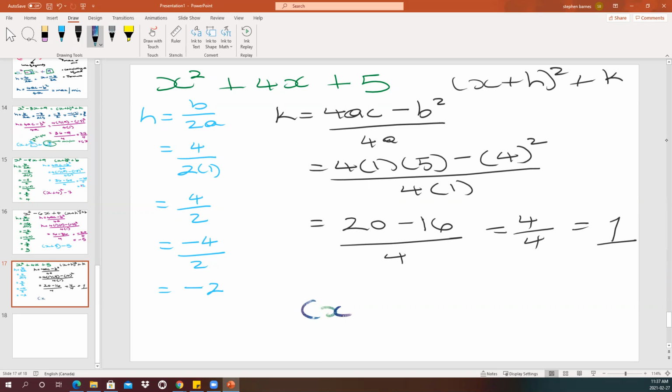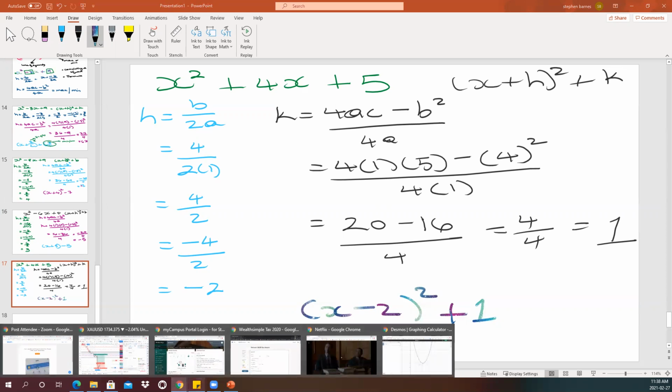That's how it works. All right, so x plus h. So h we found to be -2, all squared, plus k is 1. K is 1. So then our line of symmetry would run through x equal -2, and then we would have a maximum of 1. So let's check it out on the graph just to see if that is so.